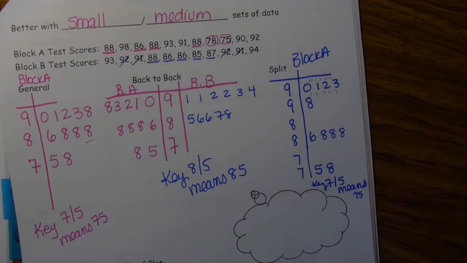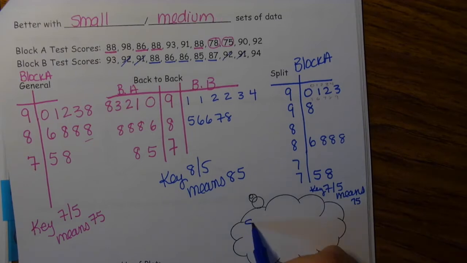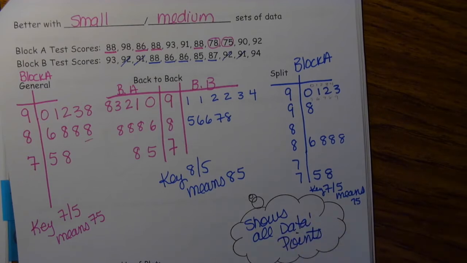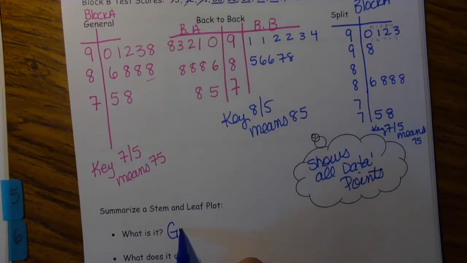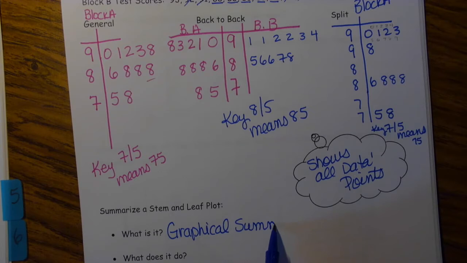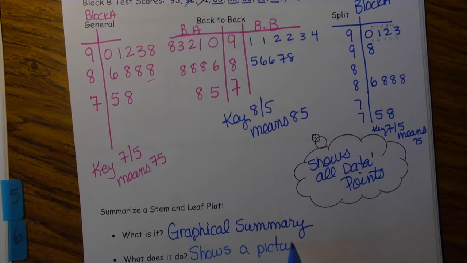Many times when you do these, you might want to use a stem and leaf for decimals and things like that. What's a great thing about this? It shows all data points. Okay, what is this? By now you're used to that answer. It is a graphical summary. Right, just like the histogram, just like the dot plot. What does it do? It shows a picture of the distribution.